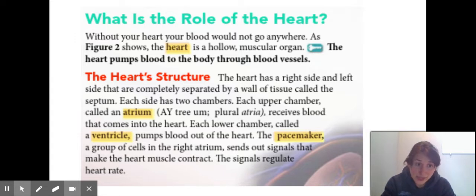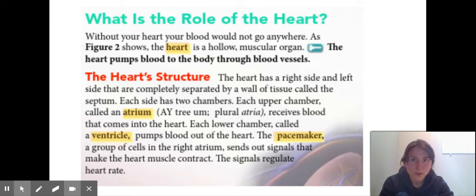The pacemaker, a group of cells in the right atrium, sends out signals that make the heart muscle contract. The signals regulate heart rate. So the pacemaker is what sends out signals to make your cardiac muscle contract, which keeps your heart beating, keeps the pace of your heart beat. Okay, and that's found in the right atrium. So let's take a look at all this now.